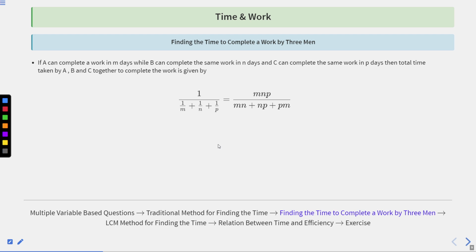Now, let us see the third section of this lecture, that is finding the time to complete a work by 3 men. If A can complete a work in M days, B can complete the same work in N days and C can complete the same work in P days, then the total time taken by A, B and C together to complete the work is given by 1 upon M plus 1 upon N plus 1 upon P, and when you simplify this you will have MNP upon MN plus NP plus PM. So this is the formula that is useful.